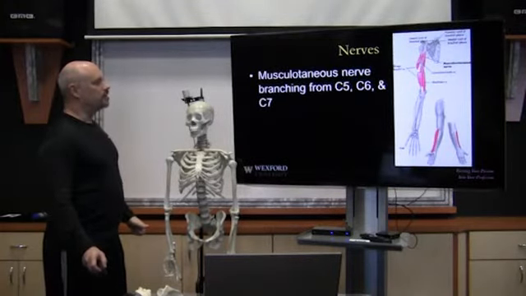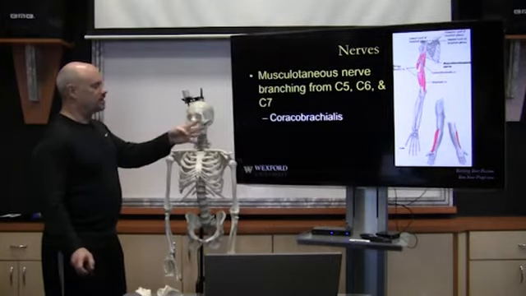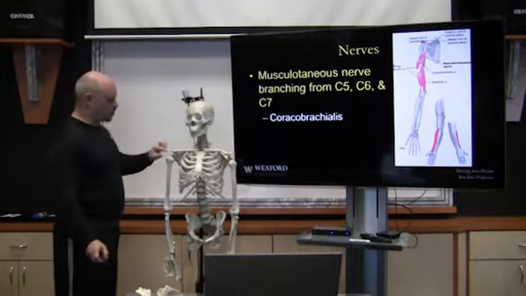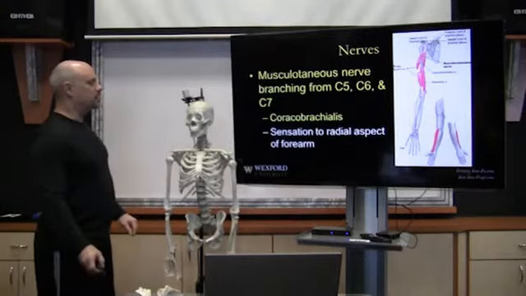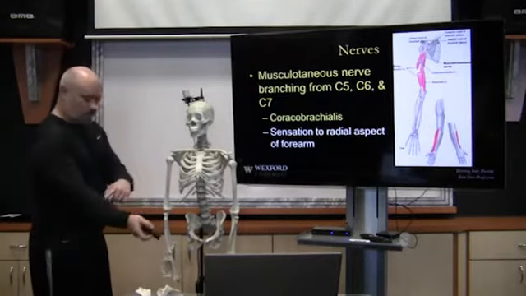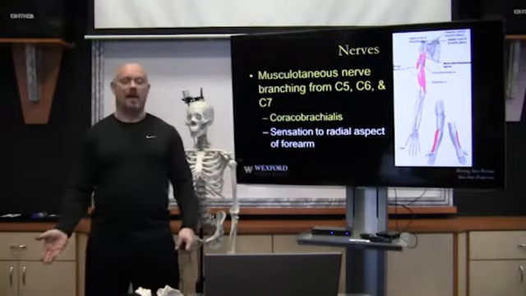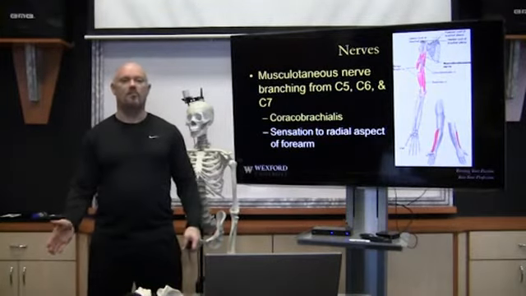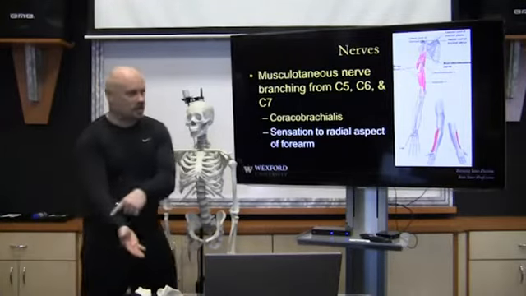The musculocutaneous nerve branching from C5, C6, and C7. This controls coracobrachialis, which is a flexor of the arm. It also gives sensation to the radial aspect of the forearm, the outside in the basic anatomical position without doing pronation. So the radius will be on the outside, and that's where you would feel that.